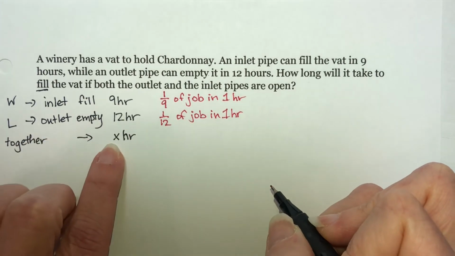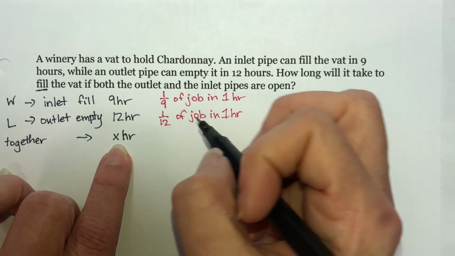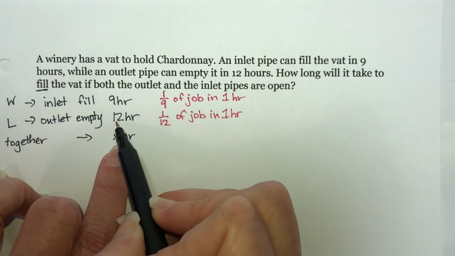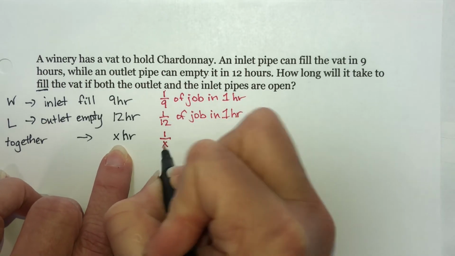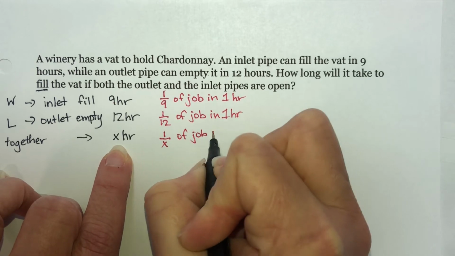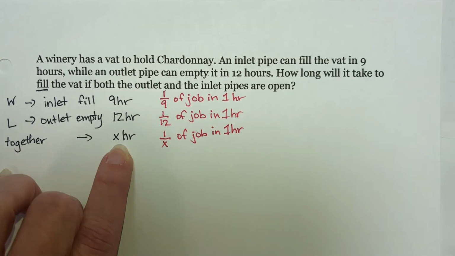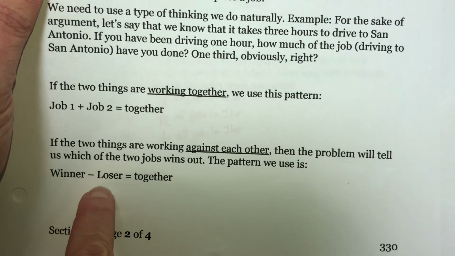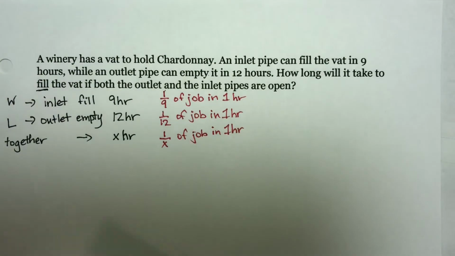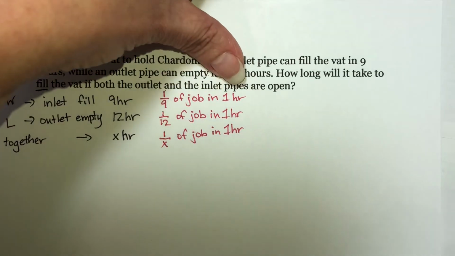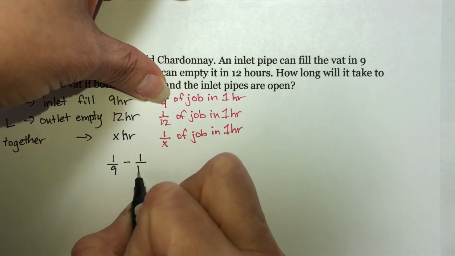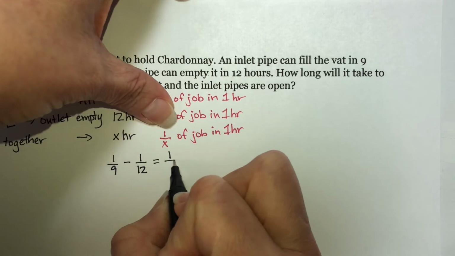Okay. And then together, it takes X hours. So that means I can do how much of the job in 1 hour? Well, look what I've done every time. I've done 1 over this, 1 over this. The pattern holds. I can do 1 over X of the job in 1 hour. Okay, so these are the values we're going to use. And since things are working against each other, we do the winner minus the loser equals them together. So the winner, which is 1/9, minus the loser, which is 1/12, is equal to them together.